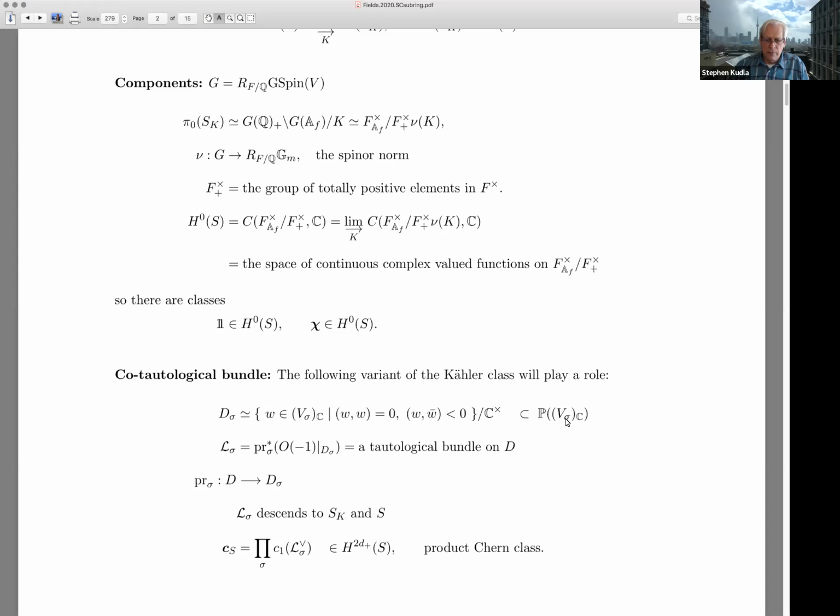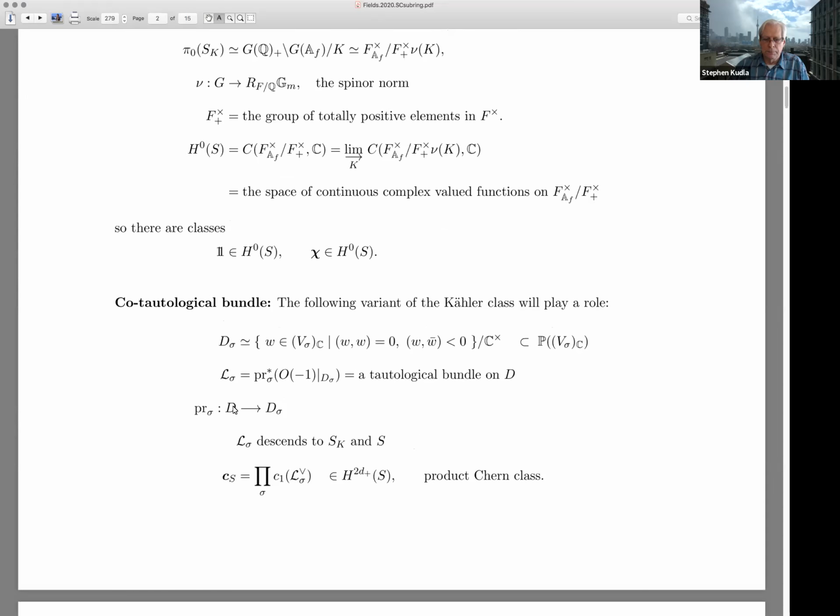And on this here, I have O of -1, the tautological bundle, and I can pull it back or restrict it to d sigma. But also under the projection from d to the factor d sigma, I can pull it back again. And so I get a line bundle on d. And these line bundles all descend to the Shimura variety.